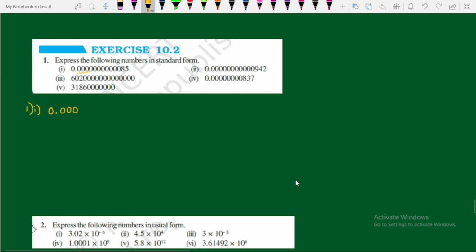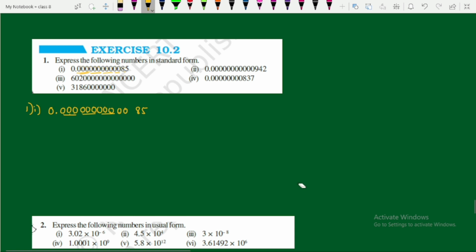How many zeros are there? Let's count: 3, 6, again 3, 2, and here for the decimal places we count 1, 2, 3, 4, 5, 6, 7, 8, 9, 10, 11, 12. So there are up to 11 zeros, and then 8 and one more digit, 5. One zero we took extra here, so we'll remove that one.